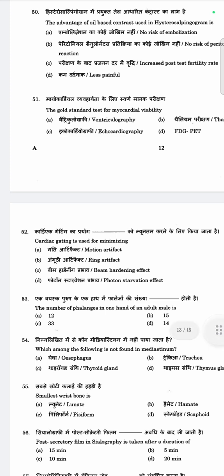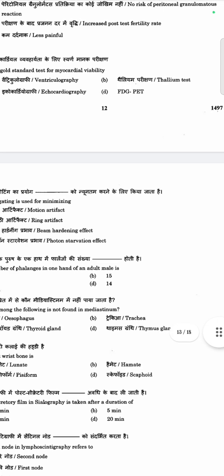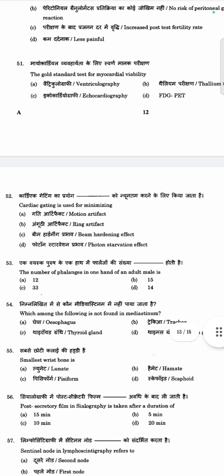The gold standard test for myocardial viability. You can go to ventriculography, echocardiography, thallium test, or FDG test. The gold standard for myocardial viability is FDG, fluorodeoxyglucose PET scan.